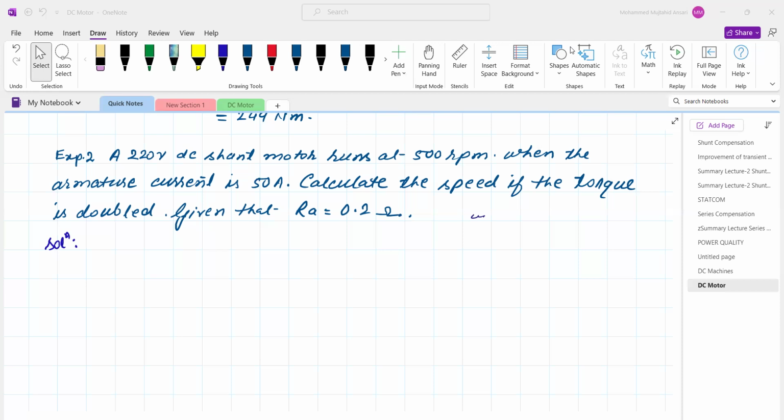So, a 220 volt DC shunt motor runs at 500 RPM when the armature current is 50 ampere. Calculate the speed if the torque is double, given that the armature resistance is 0.2.